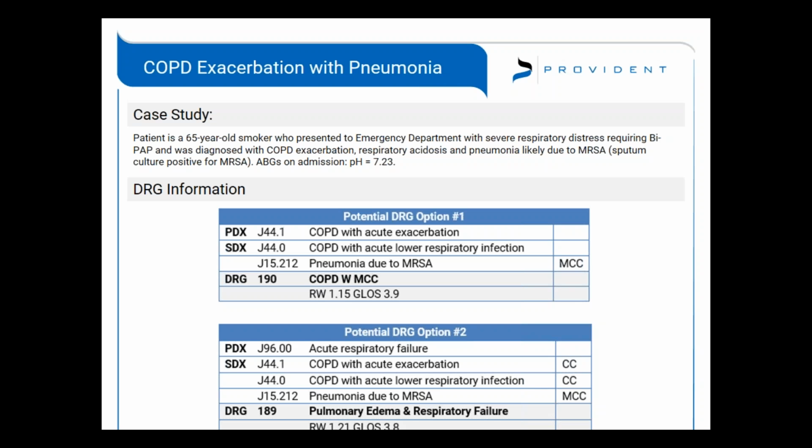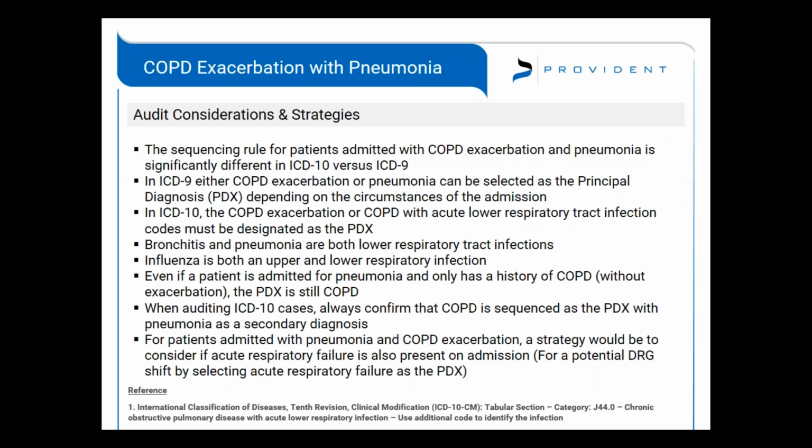This is because of the sequencing rule that is very controversial. You must code COPD as principal and pneumonia as secondary, no matter what the reason the patient was admitted. It's very controversial because I think most people disagree with that. One of the strategies here is to query for acute respiratory failure based on the clinical evidence presented, and there would be a slight increase if acute respiratory failure was documented. So the DRG would shift from 190 to 189.